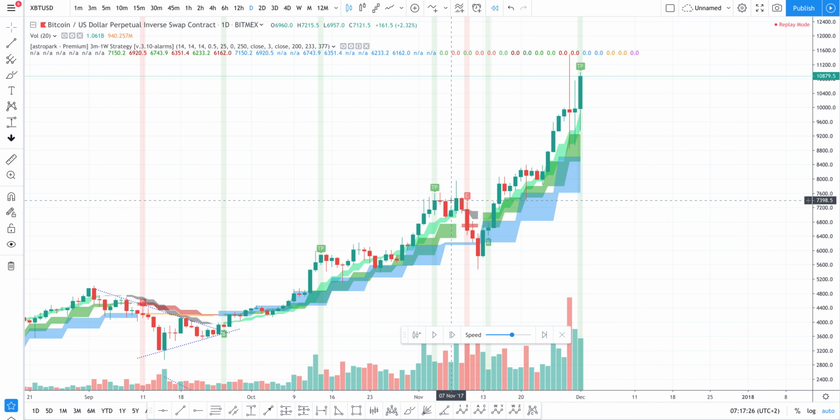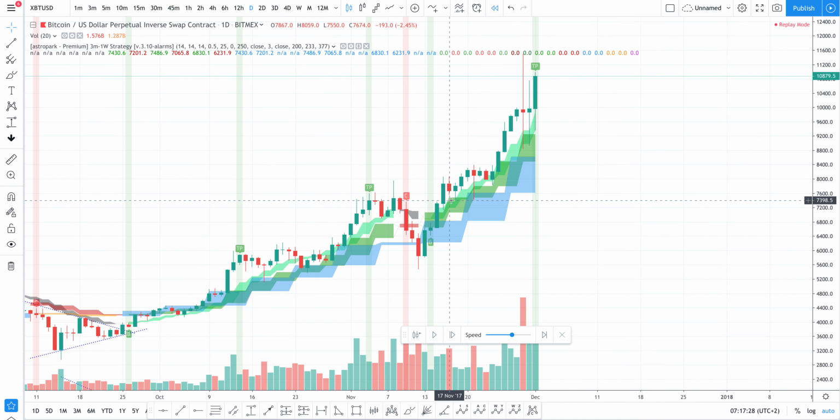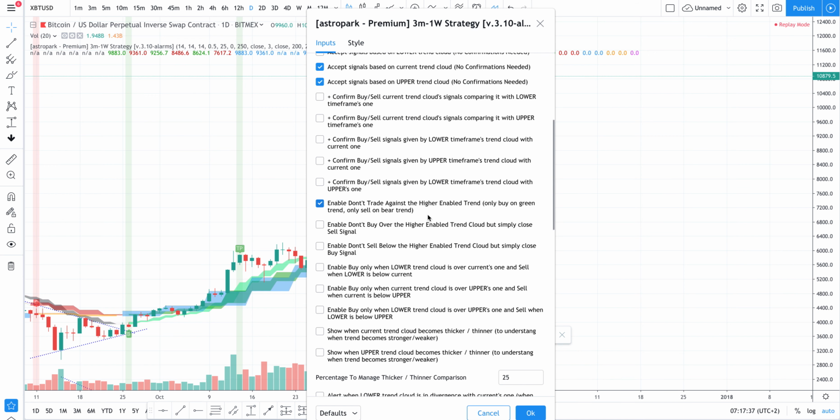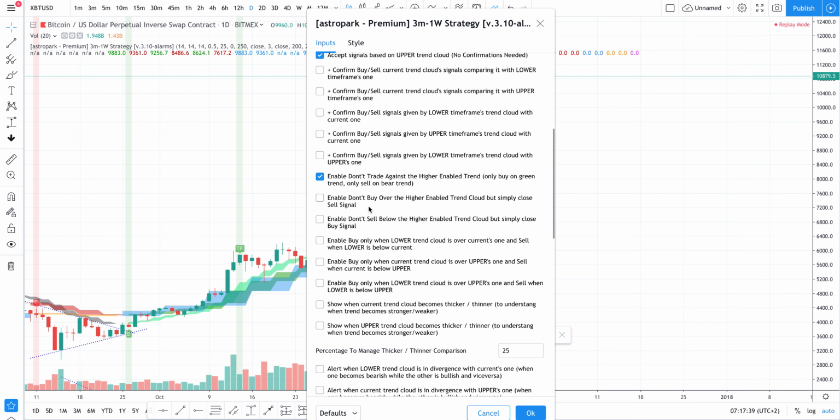This is exactly what I did in my explanation just before, but you also have the option. We also have these other options: enable don't buy over the higher trend cloud, or don't sell below the higher trend cloud, but simply close. Why are these important? What's the meaning of this?